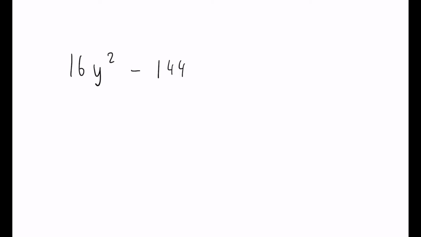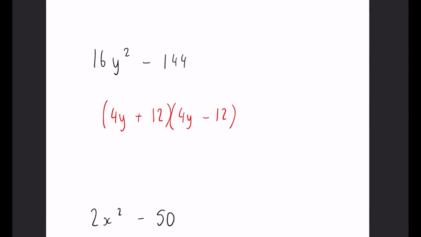Second one. Again, these are both square numbers still, even though we've got a coefficient on the y squared term. So the square root of 16 we know is 4. And then we've got the y squared with it, so that will be 4y, because 4y times 4y makes 16y squared. And 144, the square root of that is 12. And again, one plus, one minus will cancel out that middle term. And that's our final answer.